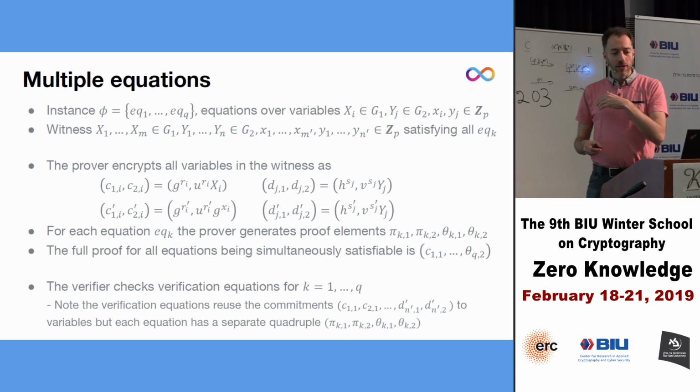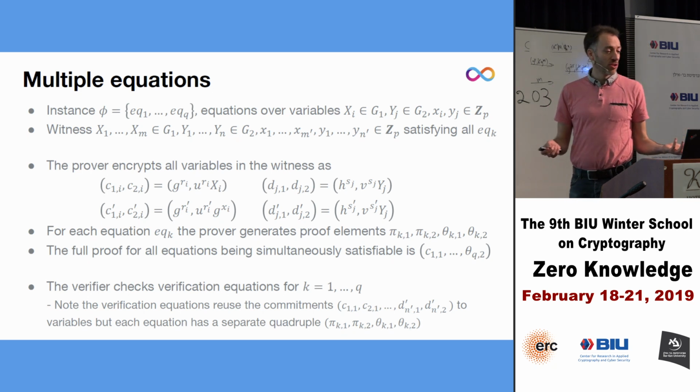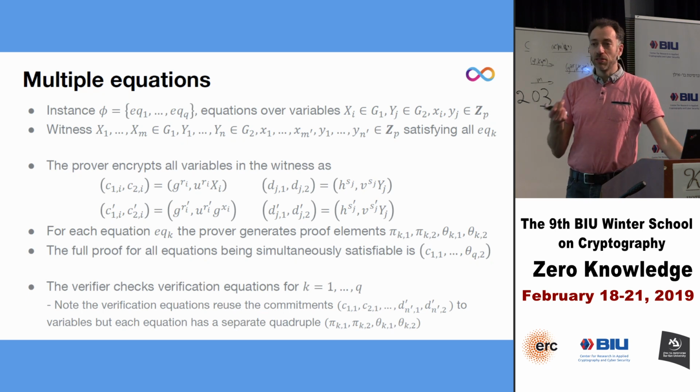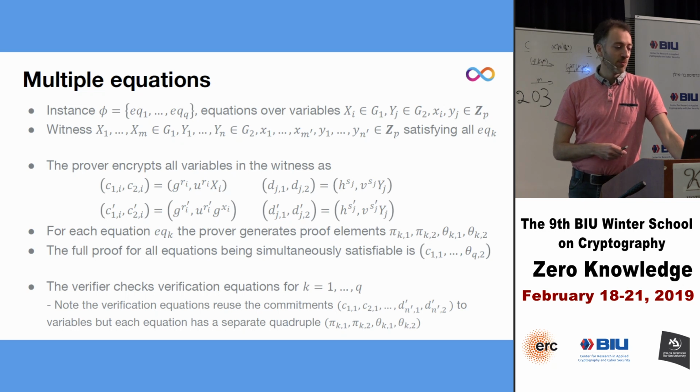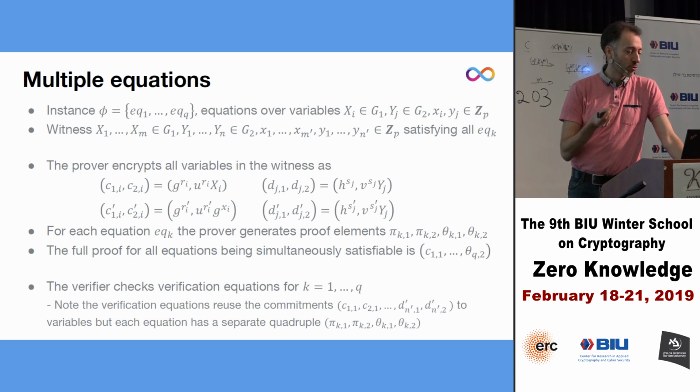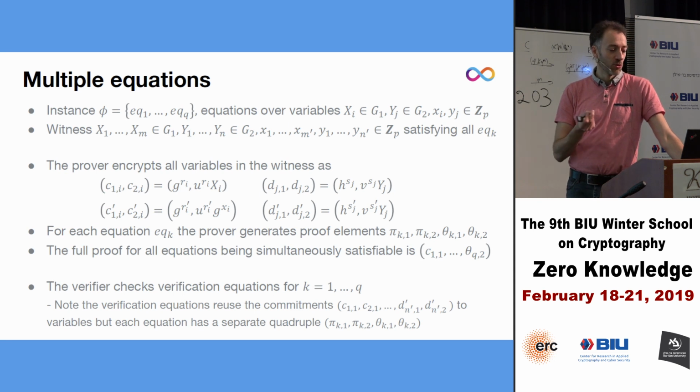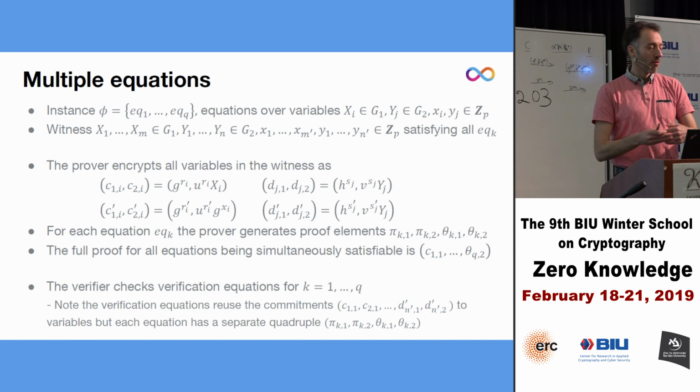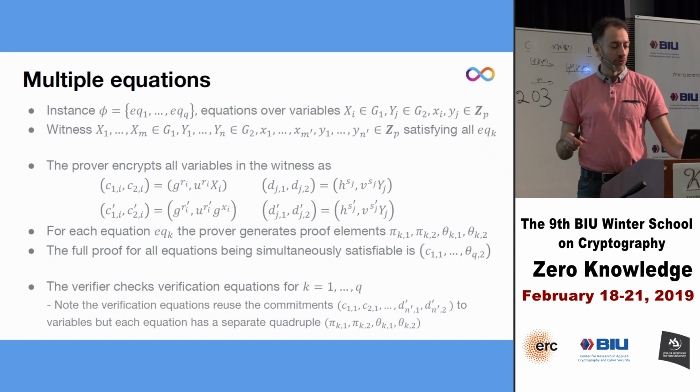Okay? Okay, so in general, we'll have multiple of these equations, right? So the instance will consist of Q equations over these variables. And the claim is that there's a witness assignment to all these variables that satisfy all of the equations at the same time. Okay, and the full proof is then, okay, the prover encrypts all the variables that are in the witness. And for each of the equations, the prover will generate these 4 group element proofs. And then the full proof will be all of these ciphertexts and all of these proof elements.